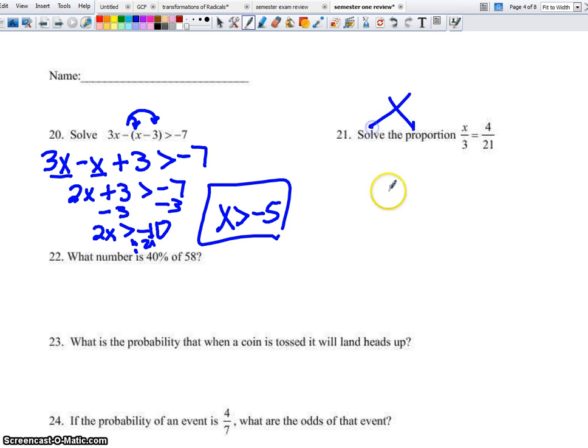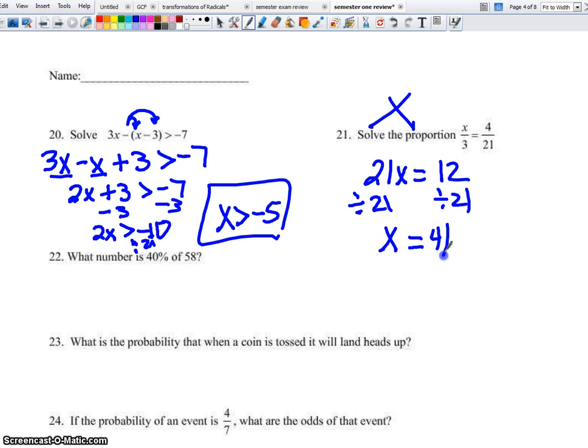Proportions, remember you're going to cross multiply, so x times 21 is 21x equals 3 times 4 is 12. Divide both sides by 21. X is equal to 4/7, or if you want it as a decimal, x is equal to 0.57.